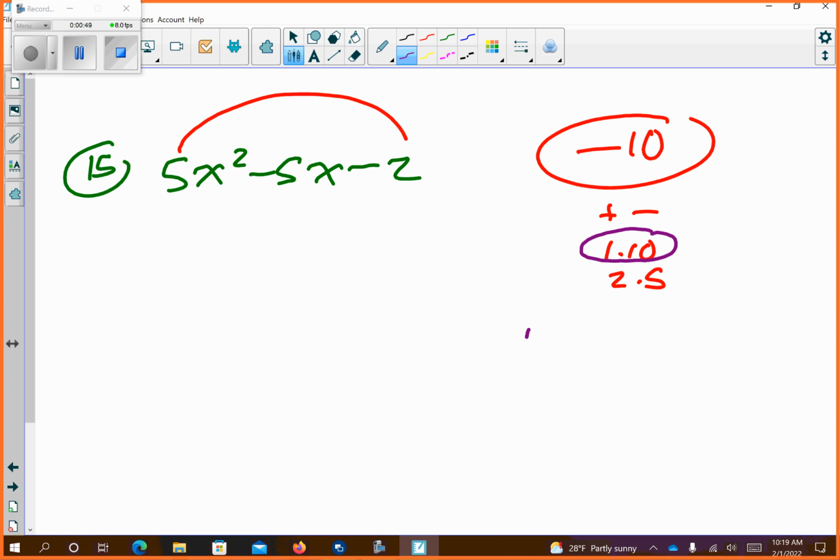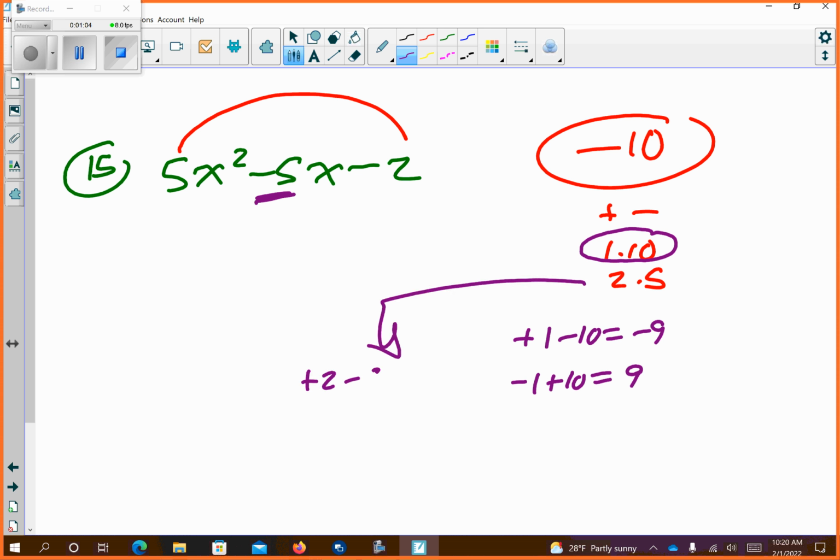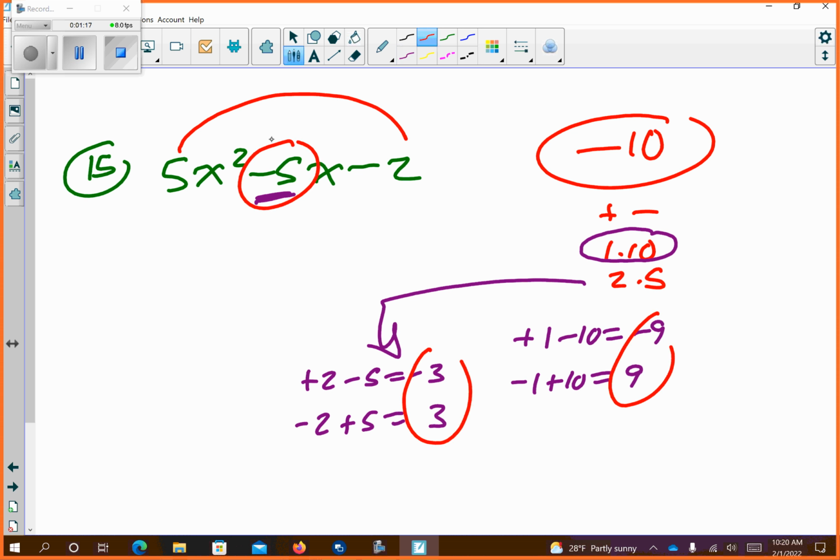If I had positive 1 and negative 10, I get negative 9. If I have negative 1 and positive 10, I get 9. That doesn't work. Agree? And if I took this other one, if I went positive 2 and negative 5, I get negative 3. And if I did negative 2 and positive 5, I get 3. So friends, I'm not able to get these to add up to that.